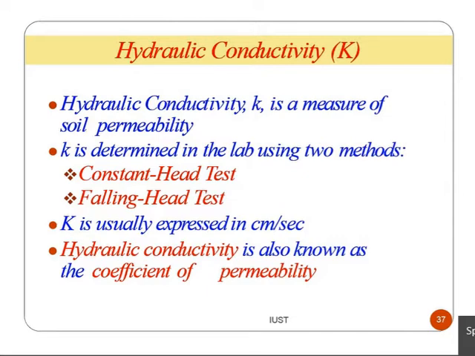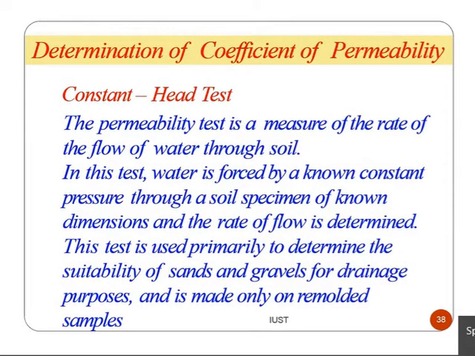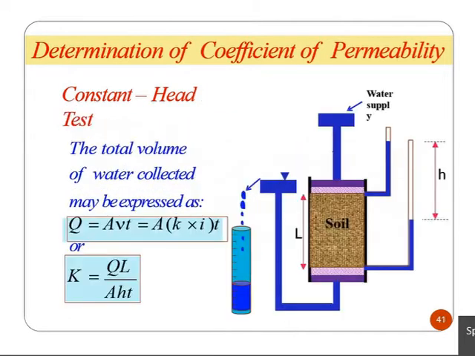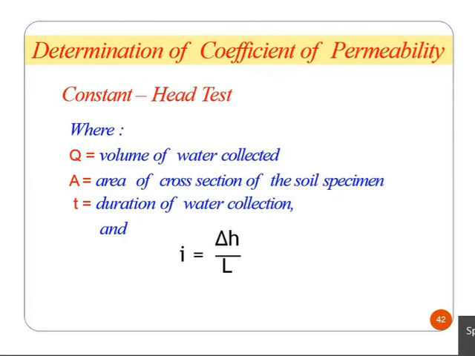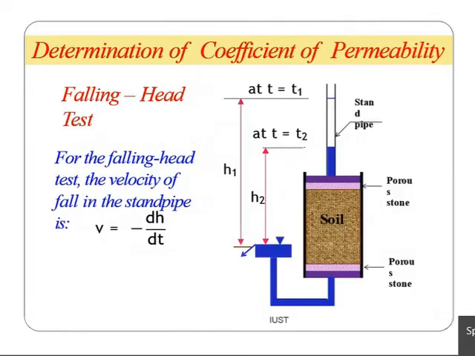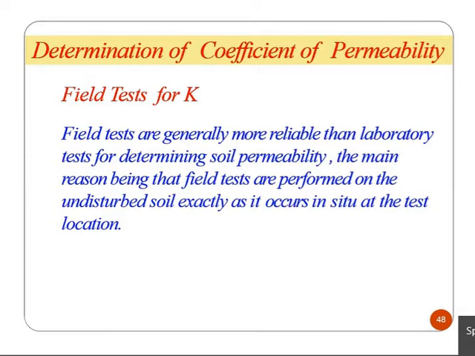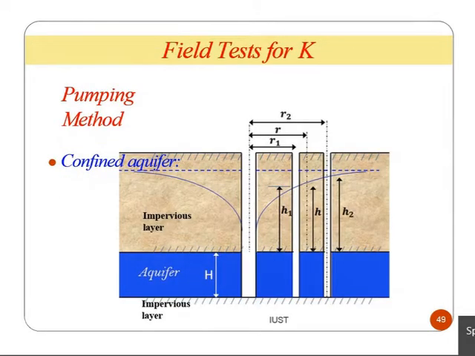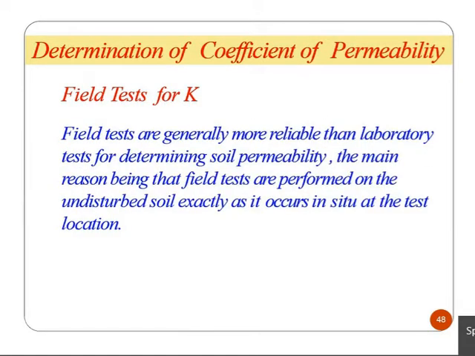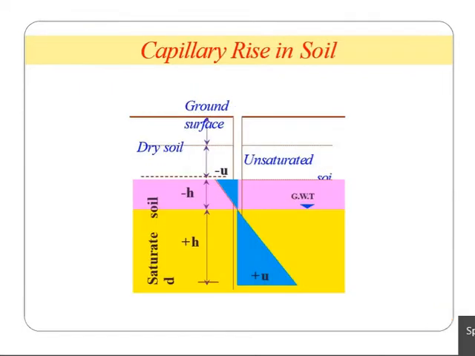જનરલી બે ટાઈપના ટેસ્ટ આપણે કરતા હોઈએ છીએ હાઇડ્રોલિક કન્ડક્ટિવિટીને મેઝર કરવા માટે, બરાબર. કોન્સ્ટન્ટ હેડ ટેસ્ટ અને ફોલિંગ હેડ ટેસ્ટ. આપણે આ લાસ્ટ લેક્ચરમાં જોયું હતું. હવે ફિલ્ડ ટેસ્ટ આવે. ફિલ્ડ ટેસ્ટની અંદર જનરલી આ મોર રિલાયેબલ ટેસ્ટ છે, કેપિલરી રાઇઝ ઇન સોઇલ.